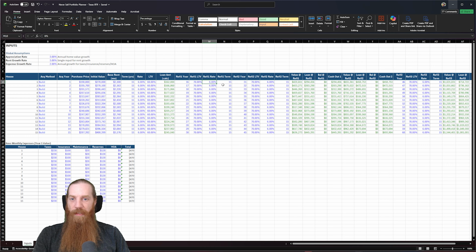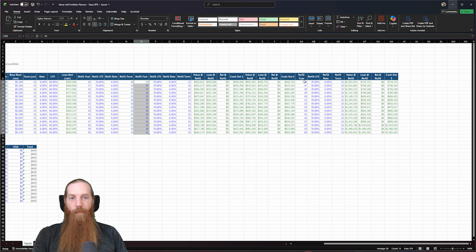Still sticking with that 6% rate, even though 15 years from now, I doubt rates are still going to be right at 6%. Sure, it's possible, but they'll probably be different. Could be lower, could even be higher, right? Who knows? But we'll stick with the 6% from today's rates, just for consistency's sake. For refi two, the years are all in order chronologically: 31, 32, 33, 34, and so on. Again, 70% LTV, 6% interest rate, 15-year term. Same thing with refi number three.